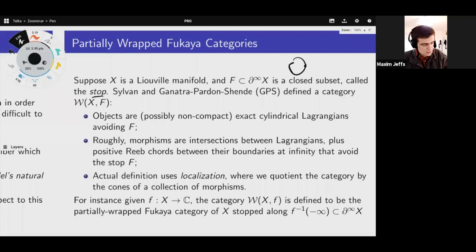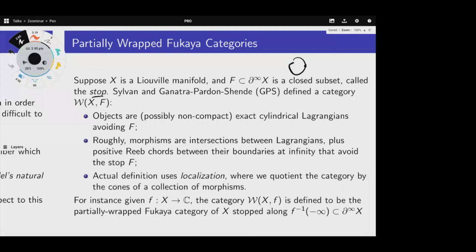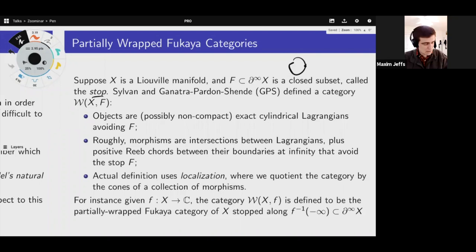Then there is work by several people on defining a category, which I'm going to denote the wrapped Fukaya category of X with respect to F. The objects are suitably nice Lagrangian submanifolds. They can be non-compact, but they must avoid F. They might look something like this.